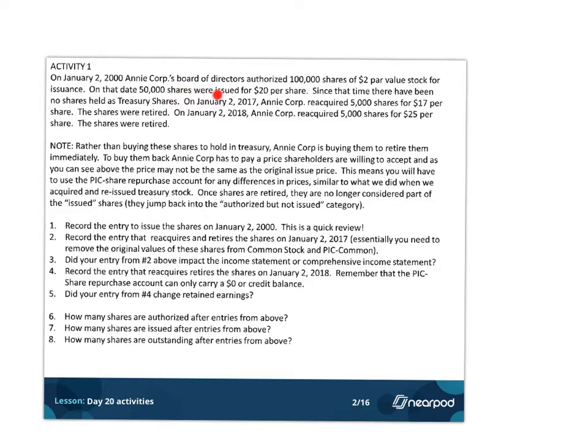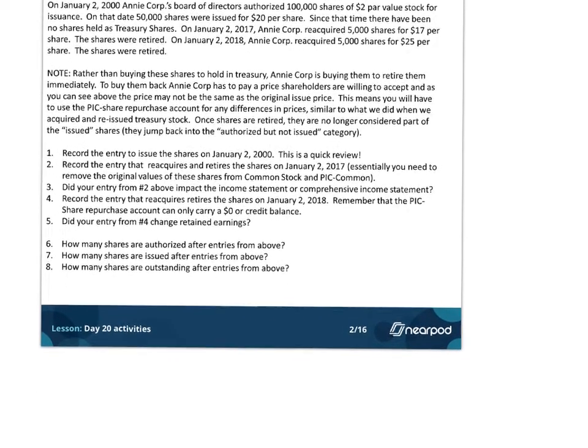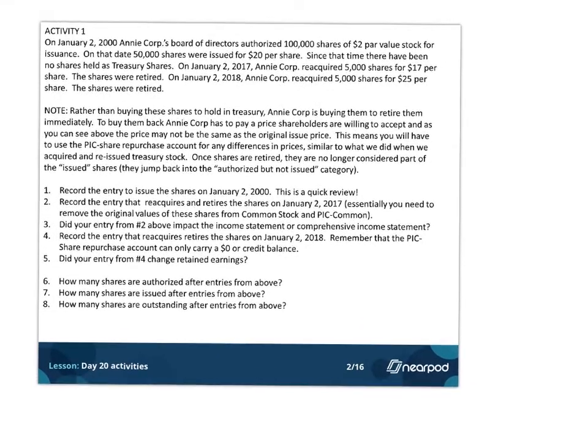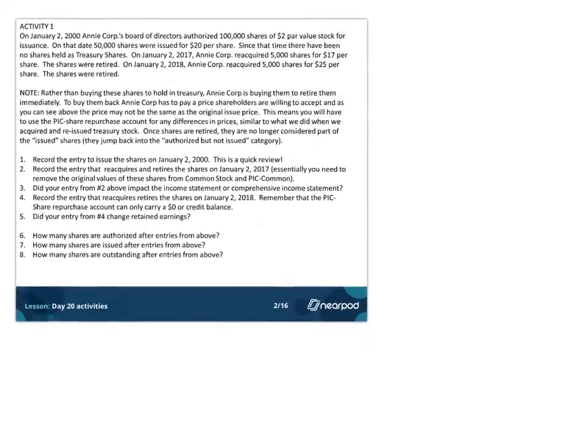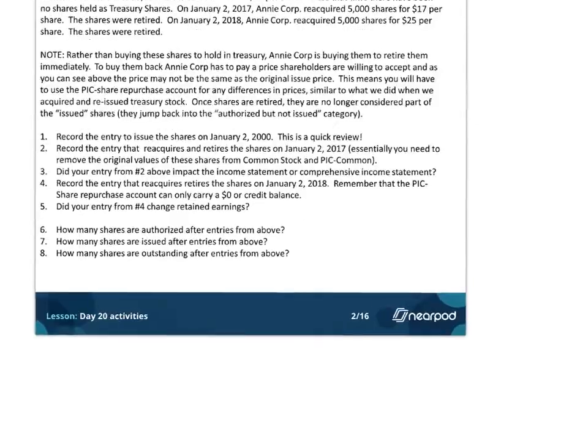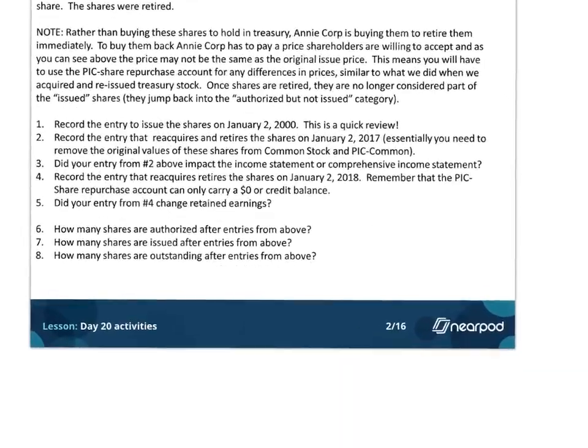Okay, so we have a situation where we have the stock that was issued. There have been no shares held as treasury. And then on January 2nd, we're going to reacquire shares to retire. And then a year later, we're going to reacquire more shares to retire. All right, so the questions then: record the entry to issue the shares. It is a great review. Who thought of this? Oh, that was me. All right, this is a great review, so let's see how we're going to do this here.